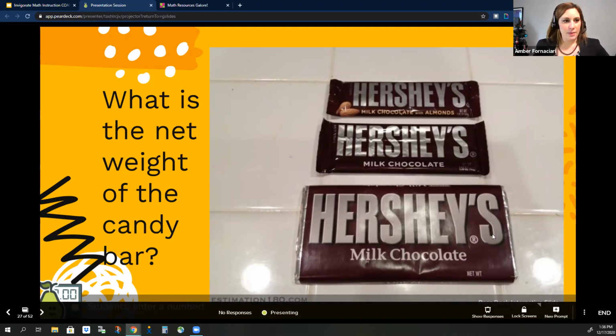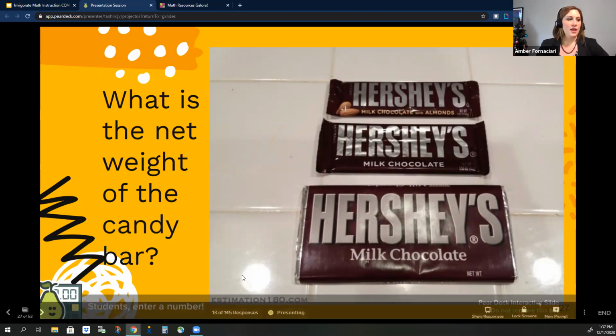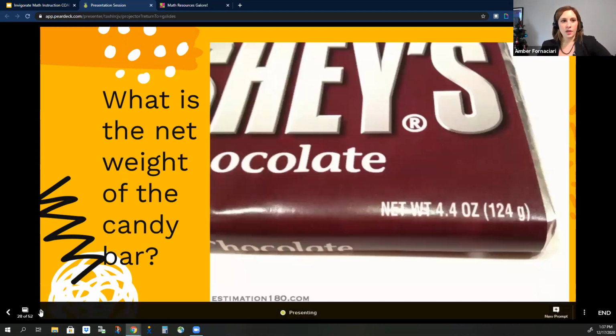As we are talking about estimation, I constantly say to my students, use what you know to figure out what you don't know. So even if they didn't know that the one with almonds was 1.45, they now know it, so they can make an even tighter guess. They can decrease their range and talk about what some of the other candy bars might weigh. The third one is 4.4 ounces, for those of you that want to make sure you get your answer in.